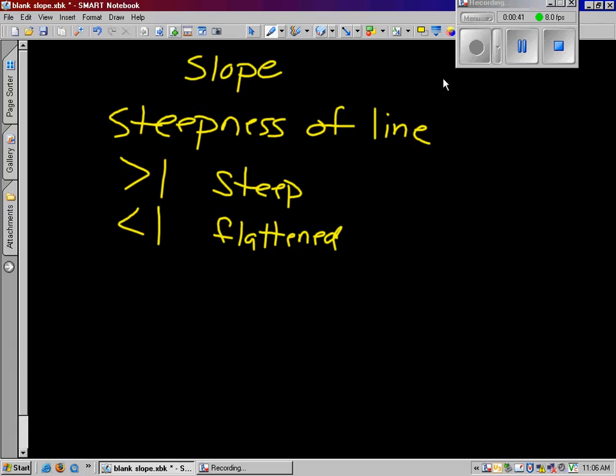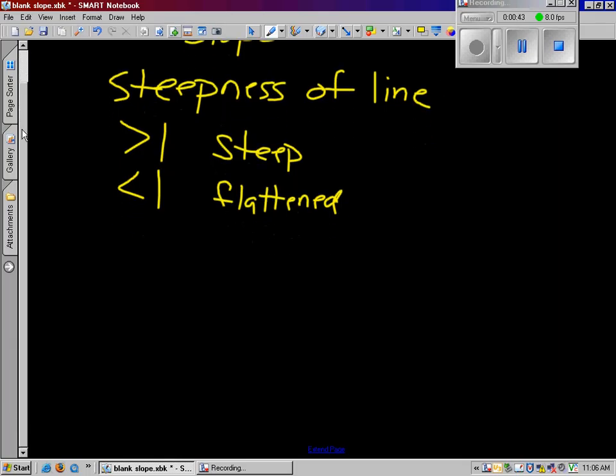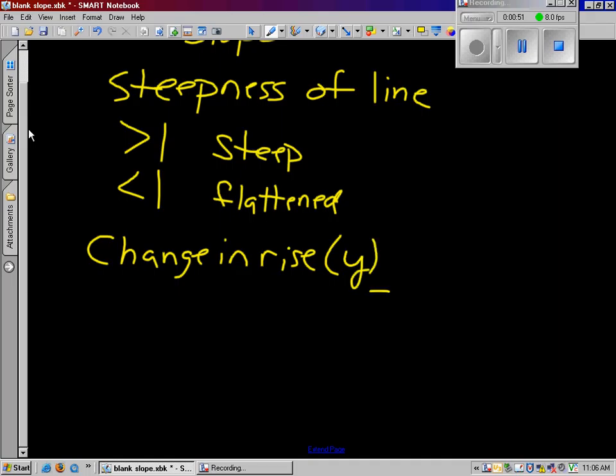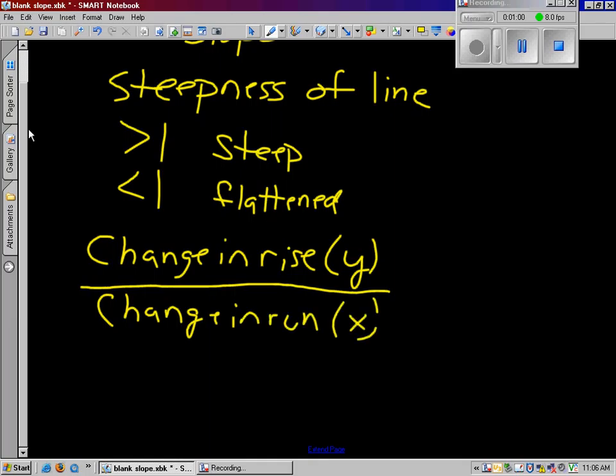Now to calculate slope, it's quite easy. All it is the change in rise, rise being vertical, which is just your y coordinates, divided by your change in run. You run side to side just like your x coordinates go. Most people memorize slope as rise over run, which is fine, so long as you understand that it's really the change in rise divided by the change in run.